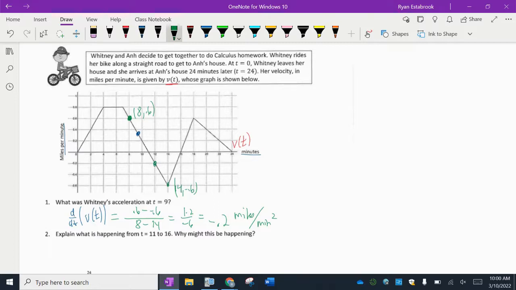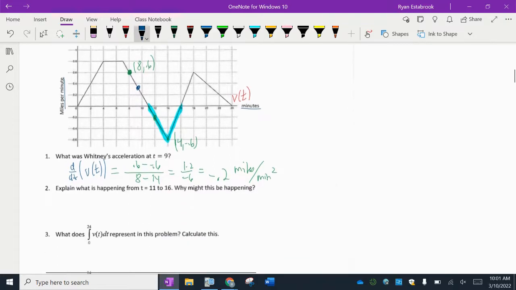Number 2, explain what is happening from t equals 11 to t equals 16. So from t equals 11 to t equals 16, we have that. What's going on? Well, for that entire region, the velocity is negative. So in that situation, Whitney has changed direction. In the context of the problem, instead of going toward her friend Ann's house, she's headed home.